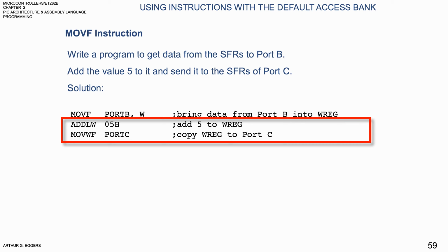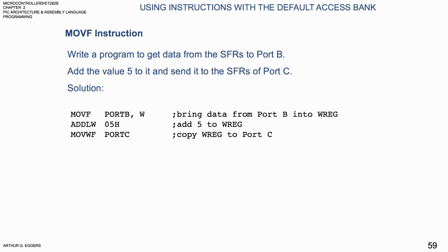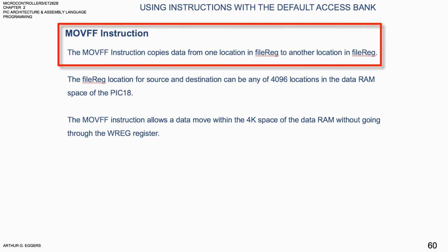And then the last line, we're going to do a move from the working register and copy it to port C. Okay, so it goes through a three-step process of bringing in some data from port B, adding 5 to it, and copying it to the port at C. So that is the MoveF and how it compares to the MoveWF. The next one we're going to look at is a MoveFF, which is a little different because it involves moving data from a file register to another file register.